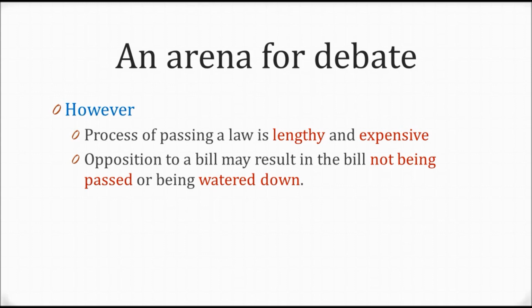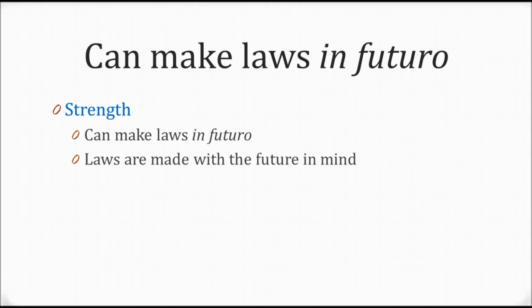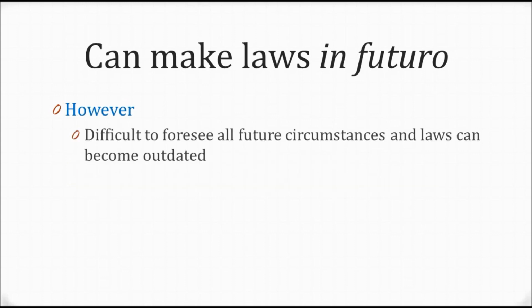Another strength of Parliament is that it's able to make laws in futuro. So Parliament can make laws in futuro, or they can make laws with the future in mind. That provides predictability and consistency in the law because people know what the law is going forward. However, it's difficult for Parliament to be able to foresee all future circumstances, so they may not be able to make all the laws that are needed, and laws can become outdated, which can also be a problem.